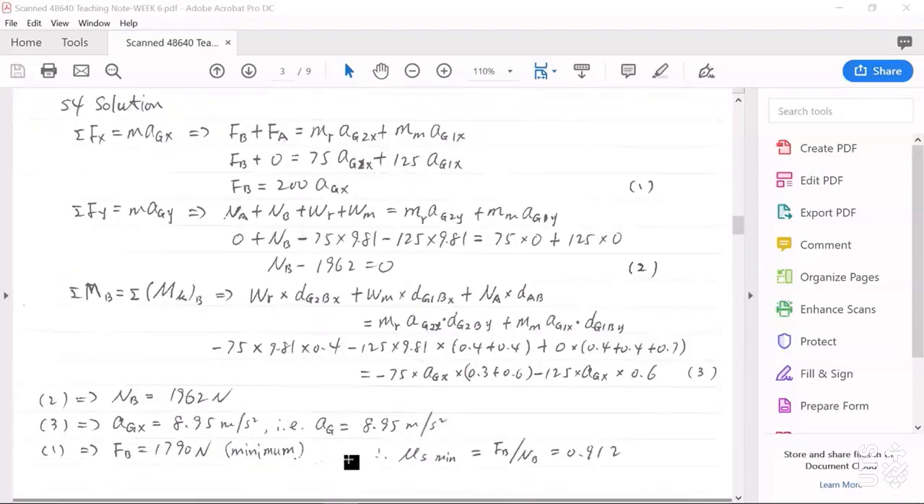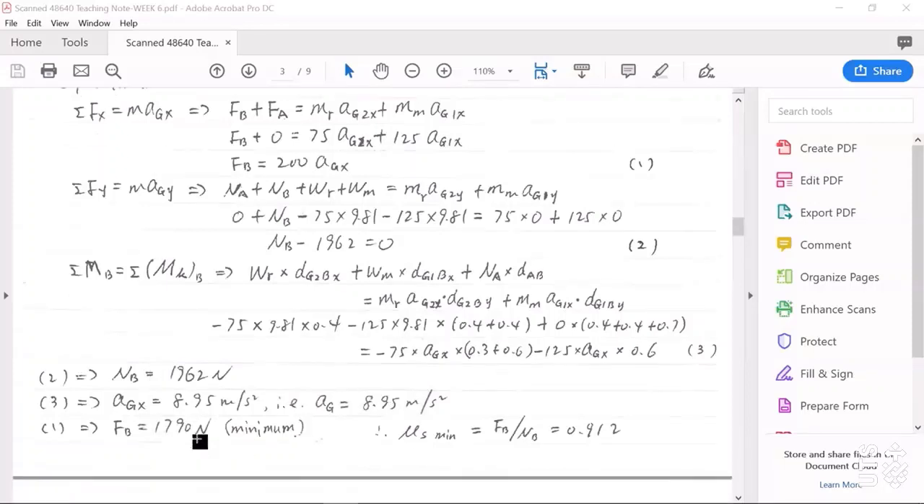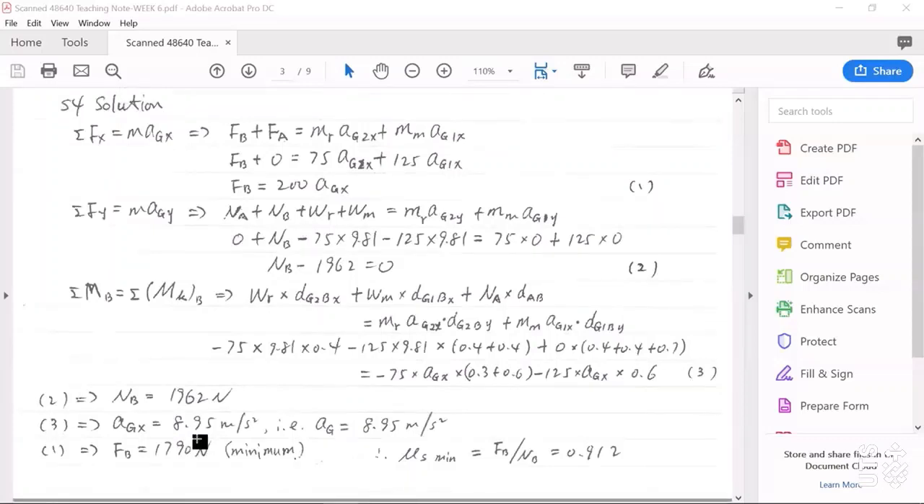Okay, now using FB divided by the reaction force at point B, NB, we can work out the minimum required static friction coefficient. This should be 0.912. And here, NB positive, AG positive, FB positive. That means in the beginning, we assume all these three are positive. The assumption was okay.